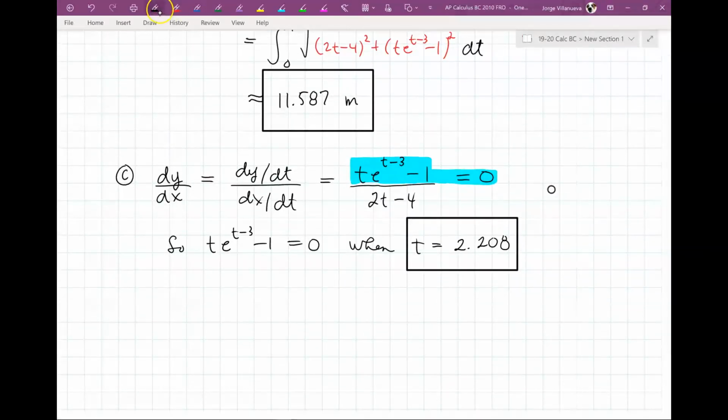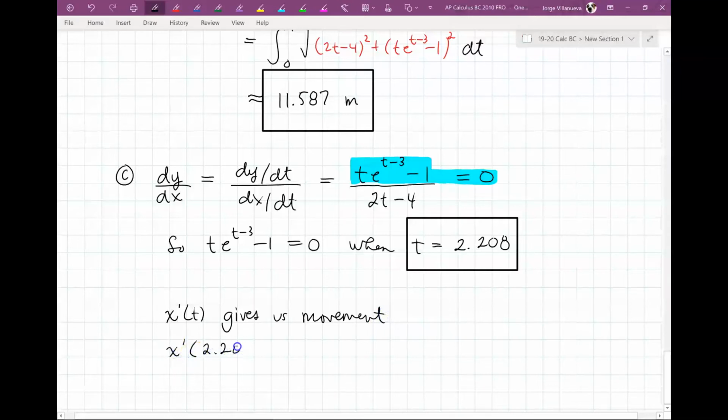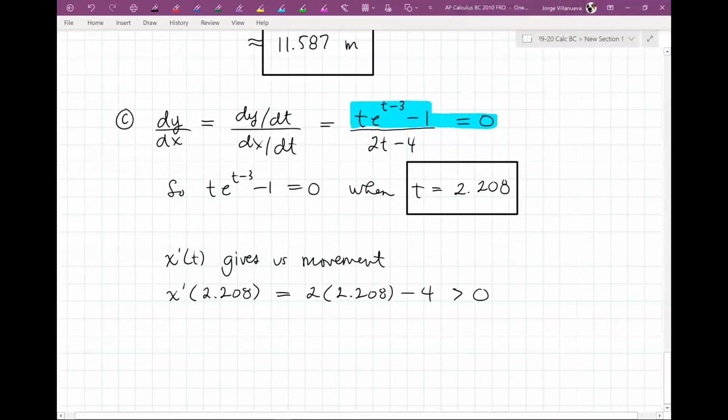Well, x of t is position, so x prime of t gives us movement, right? They say at that point, where is it going, left or right? So x prime of 2.208 is 2 times 2.208 minus 4. Well, 2 times 2.208 is more than 4, let's just pretend it's 4.5 minus 4. That number is going to be greater than 0. Since x prime of 2.208 is greater than 0, then positive direction in a horizontal motion would be to the right.